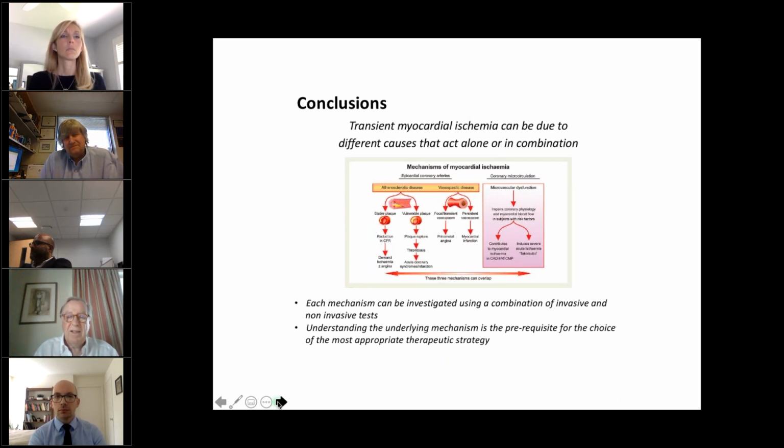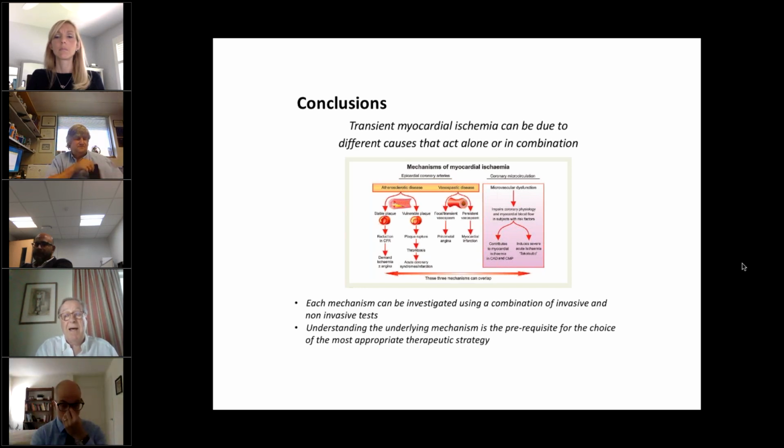So in conclusion, you have to realize that transient myocardial ischemia can be due to different causes that act alone or in combination. So you can have obstructive coronary artery disease on the left panel of the scheme, leading to both transient myocardial ischemia, i.e. stable exercise-induced angina, or if you have an unstable plaque leading to an acute coronary syndrome. You can have epicardial spasm that can lead to intermittent angina, or if prolonged, can lead to an acute myocardial infarction. And then you can have microvascular dysfunction.